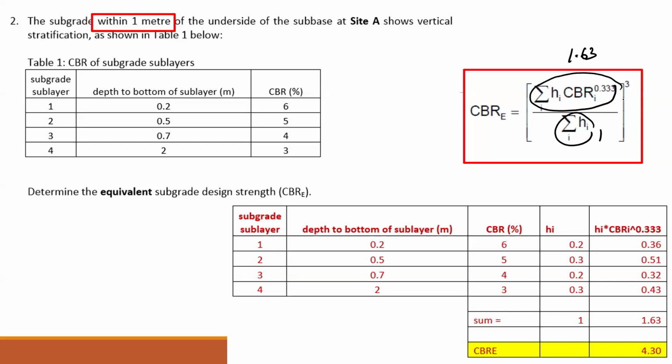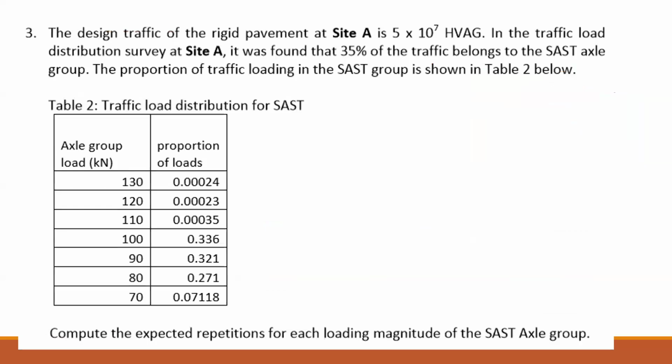All good? Okay, so this value is needed for your next question as well. Any questions? Are you okay with this? Now let's move to the next part of the question. It's the same site. They are saying the same site A has heavy vehicle axle groups of 5 times 10 to the 7. In the traffic load distribution survey at site A, it was found that only 35% out of these 5 times 10 to the 7 heavy vehicle axle groups is single axle, single tires.